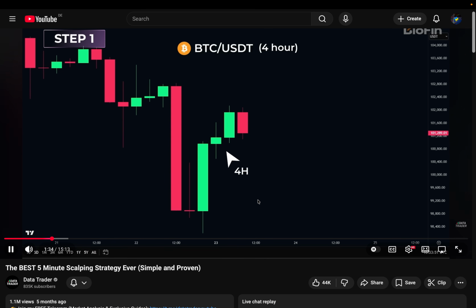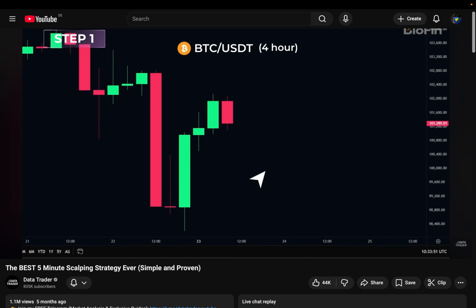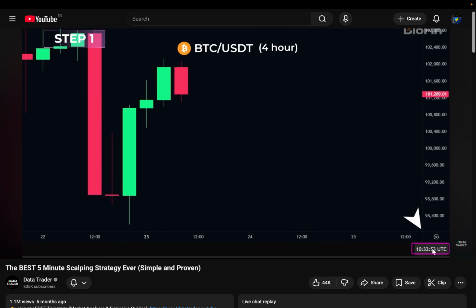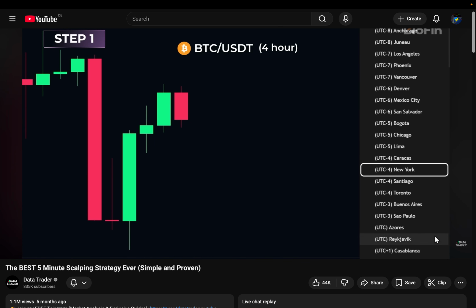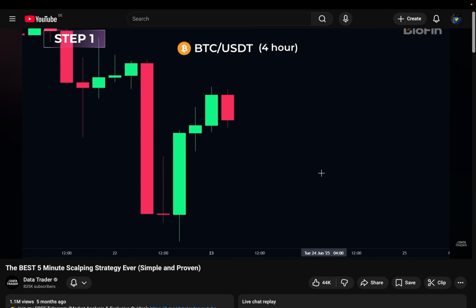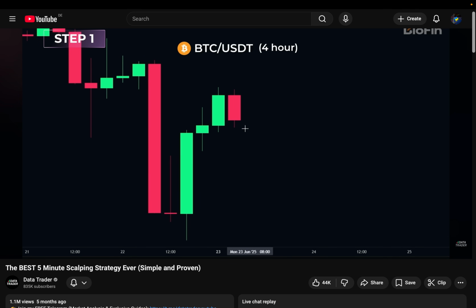Set the chart to 4 hours of price movement. Next, go to the time zone setting on the bottom right corner of the chart and select New York time. Now this step is very important because we want the first 4-hour candle to be based specifically on the New York time.